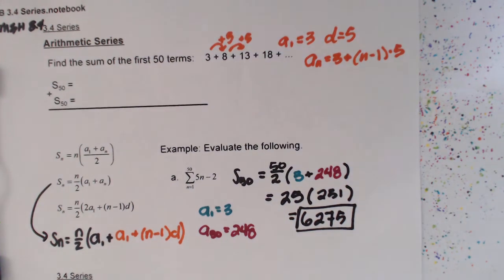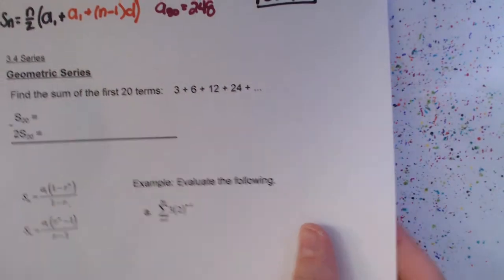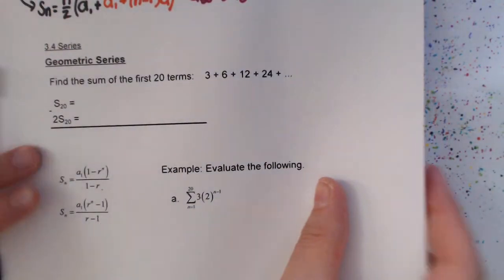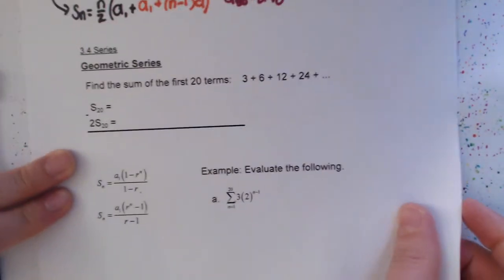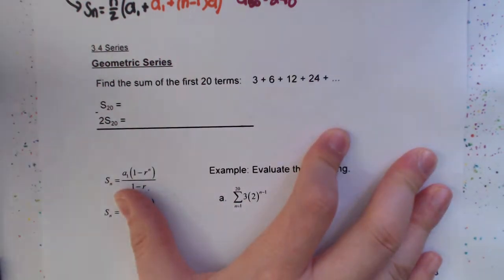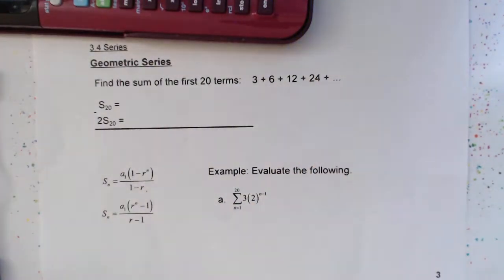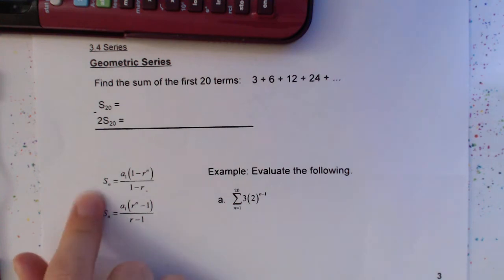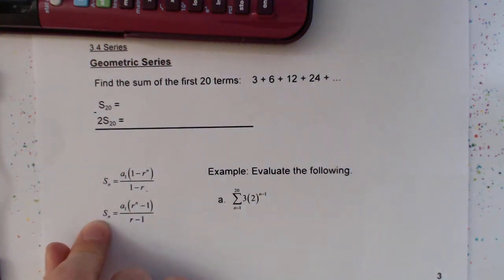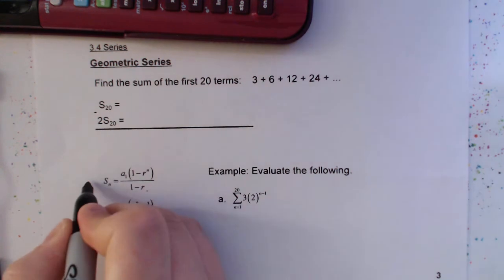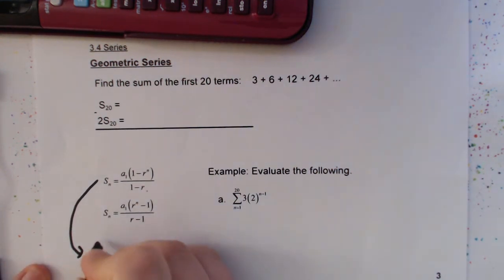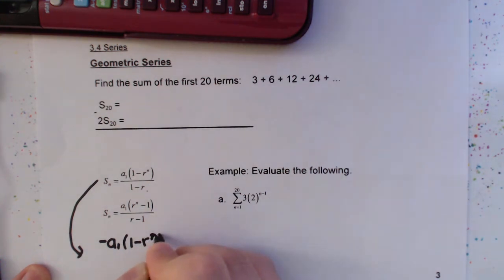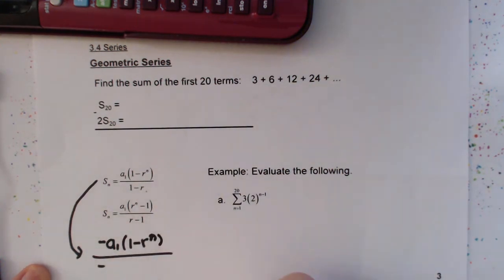Okay, so then same thing with the geometric sequences. For a geometric series, we're adding the terms together. And then these are our formulas. They are the same thing. It's just a fact of if I took this one and multiplied both the numerator and the denominator by negative, which, multiplying by negative over negative is not going to change anything because it's just 1.